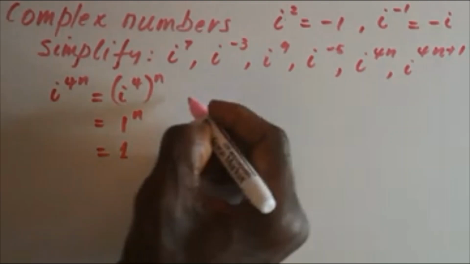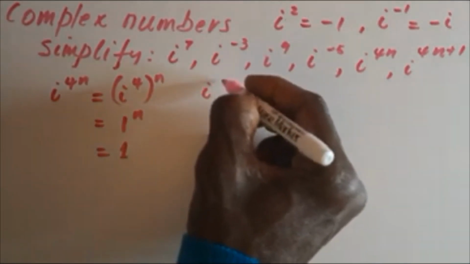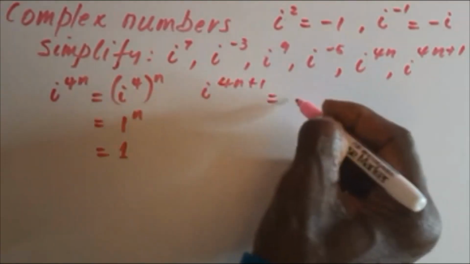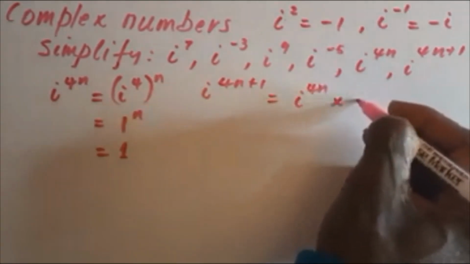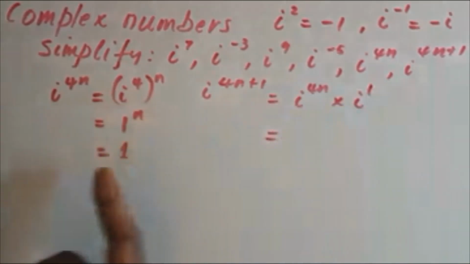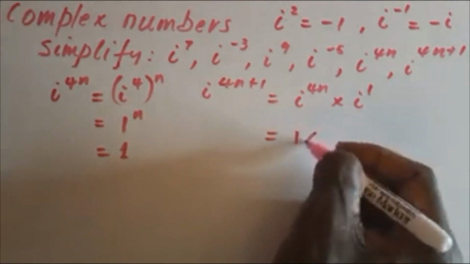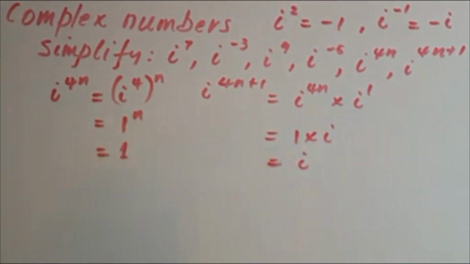Next we have I raised to 4n add 1, which can be written as I to the 4n times I raised to 1. We know I to the 4n is 1, and I to the 1 is I, which gives us I.